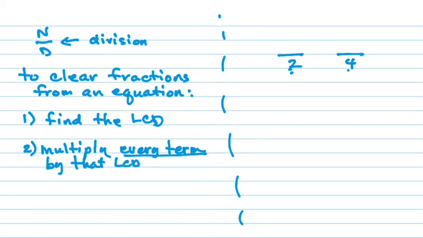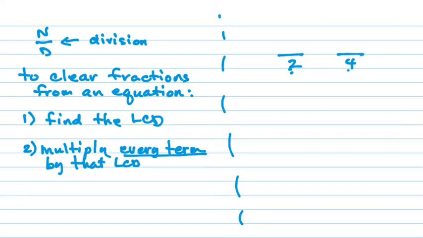And underline every term. Because we're not just going to multiply the fractions, but every single term. Because if we multiply one thing by 5, we have to multiply everything by 5. We have to do it equally to maintain the equality or the balance in our equation. So if I had 5 things, I would multiply all 5 of them by 5. Okay? All right.